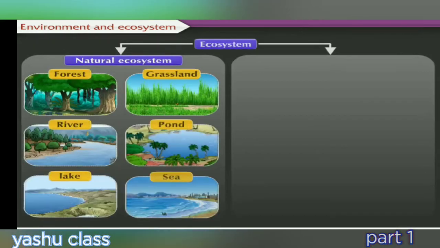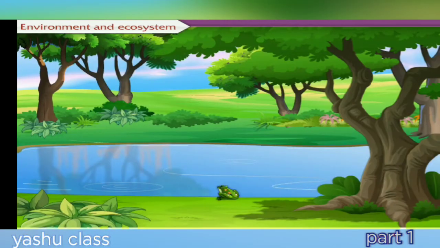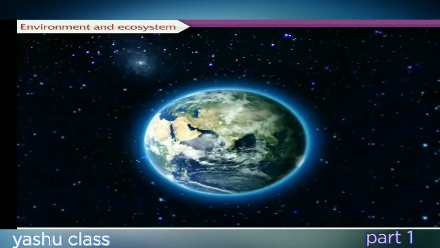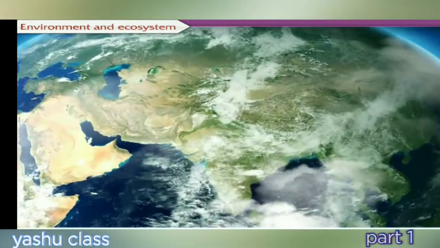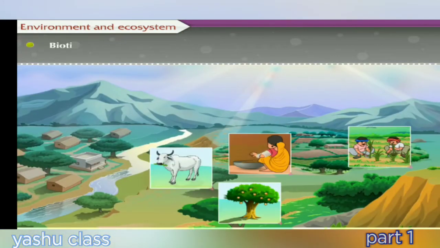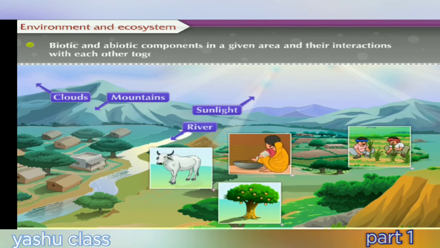We have already studied some types of ecosystem in our previous grades. Look at this pond. Even this is called an ecosystem. Our planet Earth is the largest ecosystem. Thus, we can say that biotic and abiotic components in a given area and their interactions with each other together form an ecosystem.